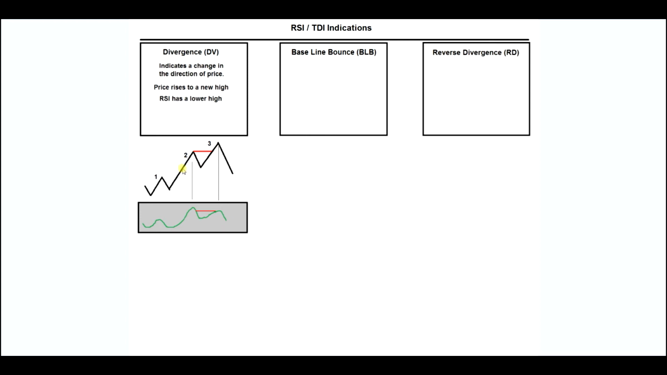See, divergence: we get a higher high in the price, a lower high in the RSI, and we're expecting our price to change direction, to come down. Opposite, of course, happens if you're going down; you expect the price to rise up. Okay?